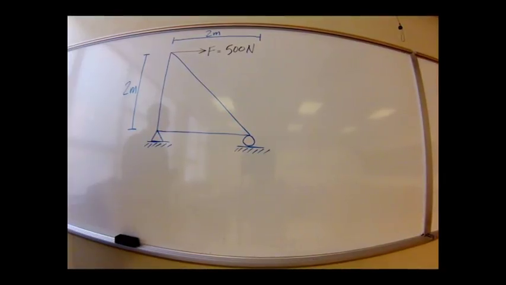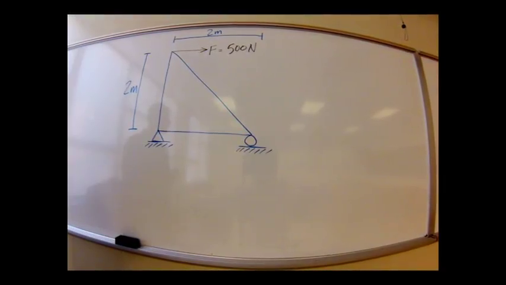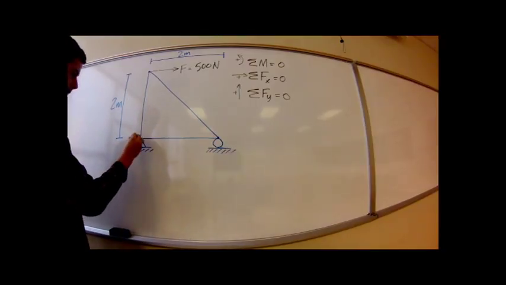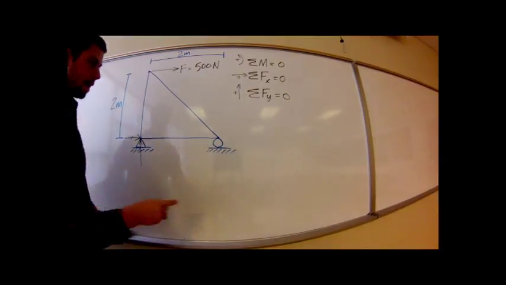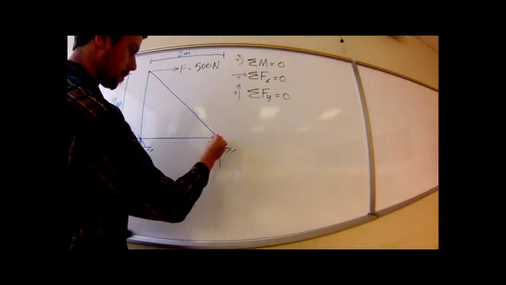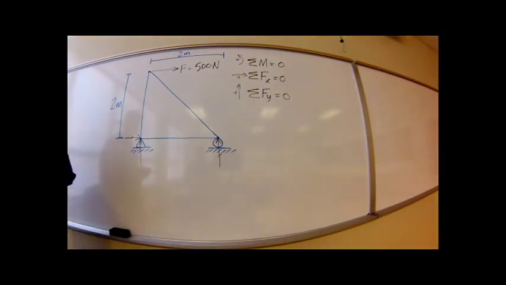First, we need to establish our reaction forces. The pin support resists a force in the X and a force in the Y direction. The roller resists a force only in the Y direction. Brad is assuming that all of these forces are in positive directions.